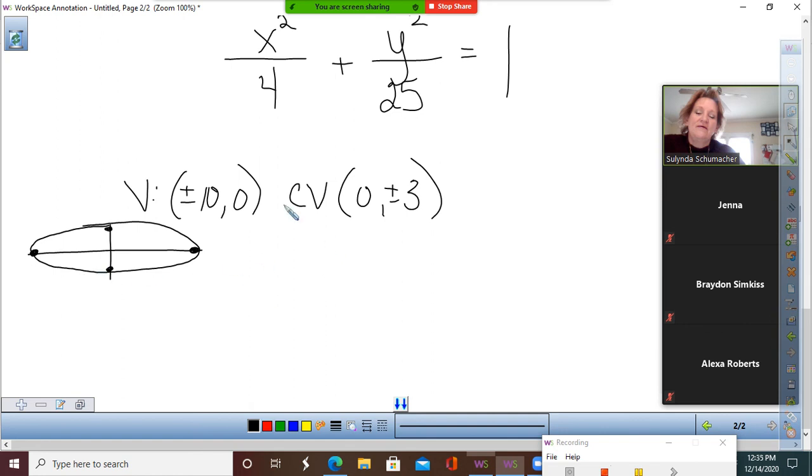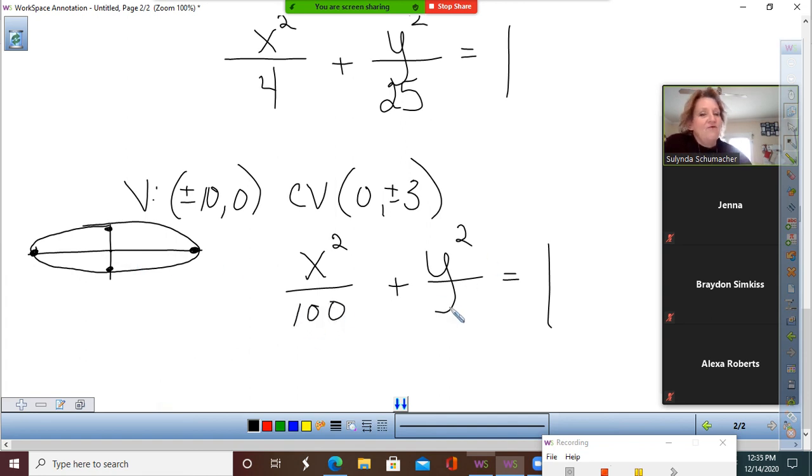Very good. So when we write our equation, we're going to start off with x squared over something plus y squared over something equals 1. All right? Now, underneath x is the distance from the center to either end of our ellipse on the x-axis. That's 10, and we square it. So underneath x, we get 100. Under y is that b value squared. The distance from here to here is b, and we square it. That's 9. That's it.